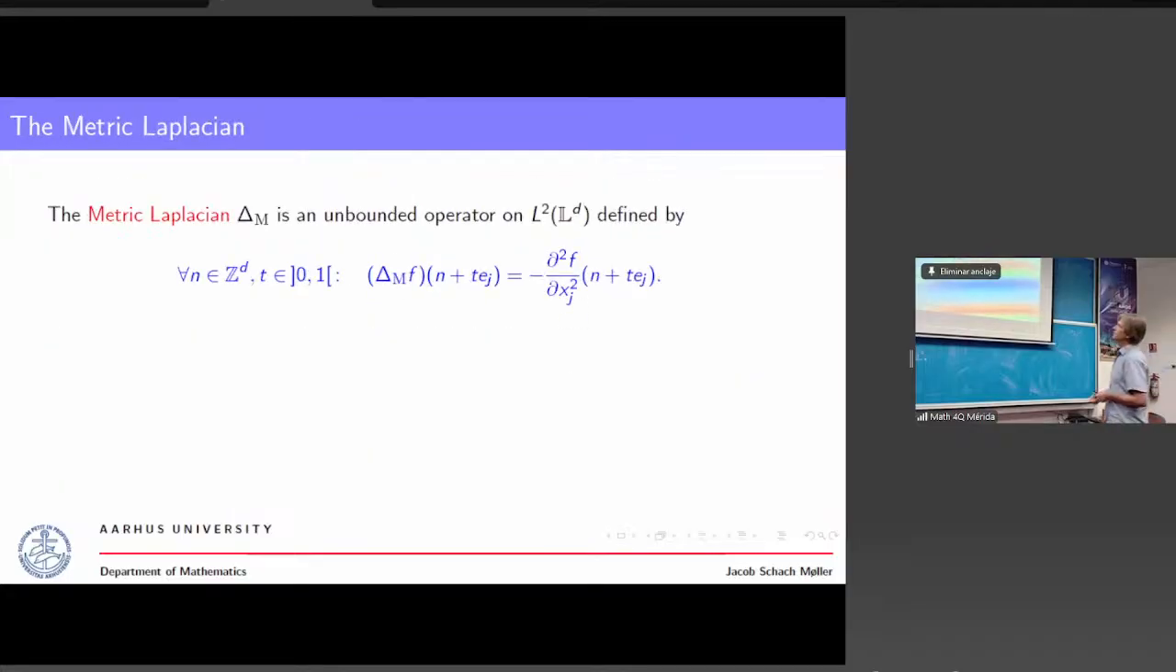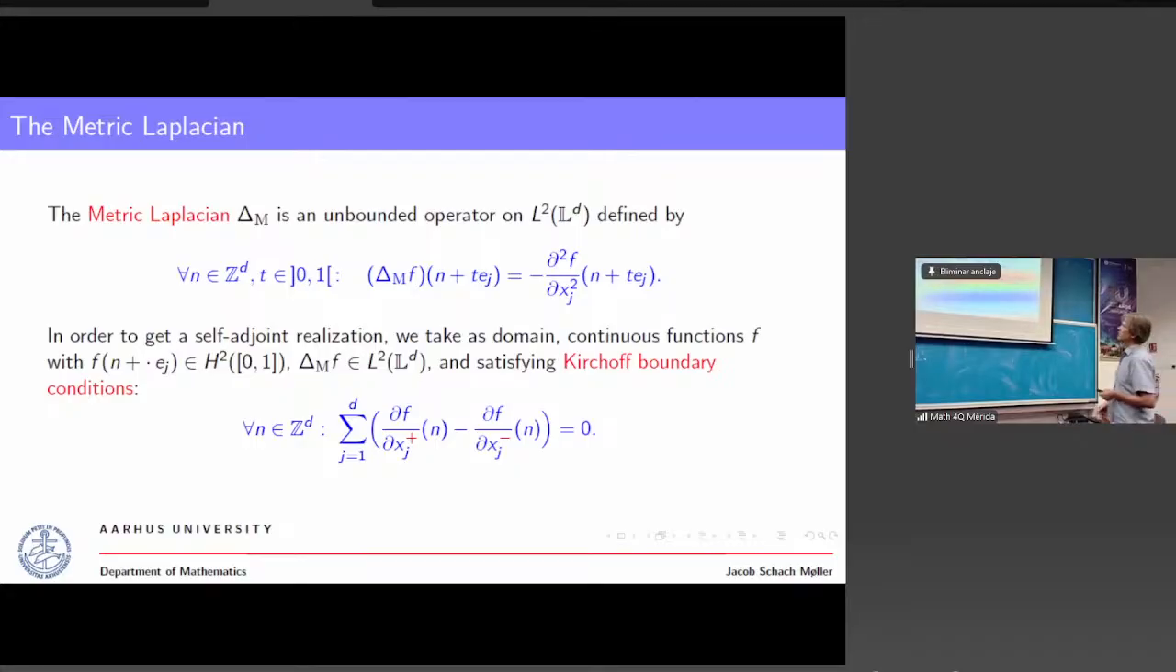So the metric Laplacian now is an unbounded operator on L^2 on the metric graph. You basically define it on each edge. Here you have an interval from 0 to 1 basically, and you just take the one-dimensional Laplacian on each edge. And then in order to get a self-adjoint realization, you have to impose boundary conditions on each vertex here. There are of course many different ways you can impose boundary conditions on a vertex to get a self-adjoint realization. There are books written about how to do that.